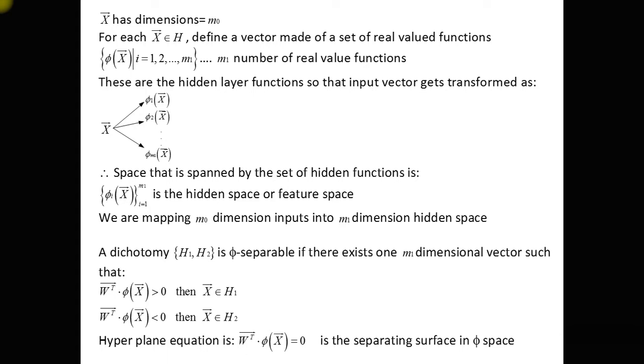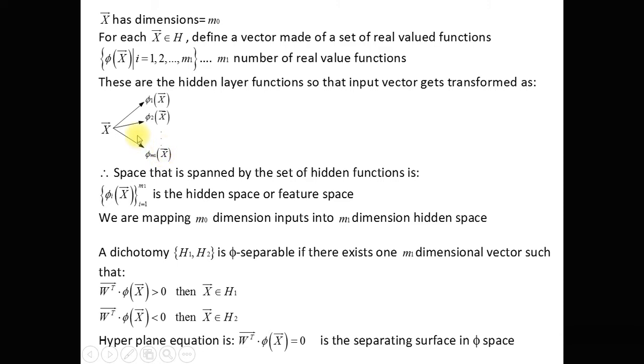Now look at this: the input has m0 dimensions, and we will define a vector phi, which is made of real valued functions. Phi_i is a real valued function where i goes from 1 to m1, that is m1 real valued functions. These are the hidden layer functions, so that the input vector gets transformed. I am casting this particular vector into m1 values. So I am mapping from m0 to m1. Each vector creates m1 different values.